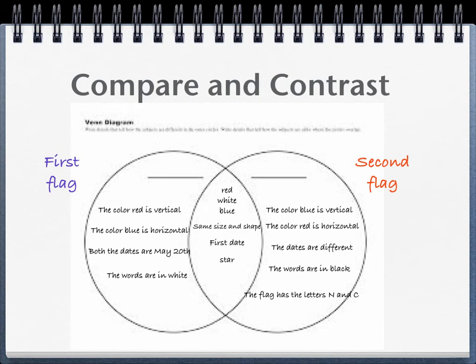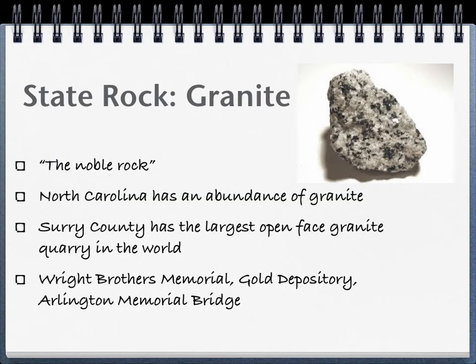Well, now we're going to go into the state rock, which is the granite. It is known as the noble rock. North Carolina has an abundance of granite, which means we have tons and tons of granite rock. Surry County has the largest open face granite quarry in the world. So the entire world, Surry County has the largest open face granite quarry. And some places that have been formed and created from this rock are the Wright Brothers Memorial, which is in Kitty Hawk, the Gold Depository, and the Arlington Memorial Bridge.